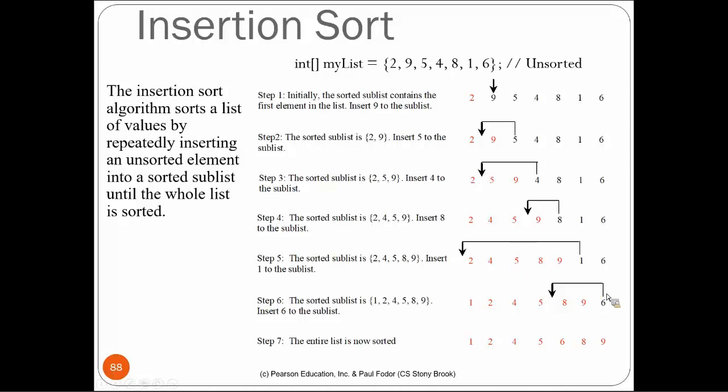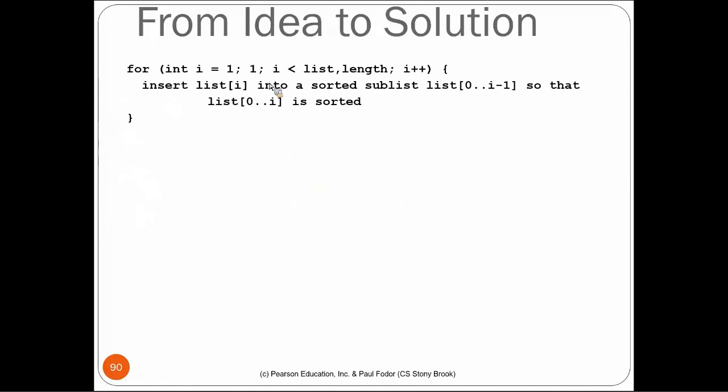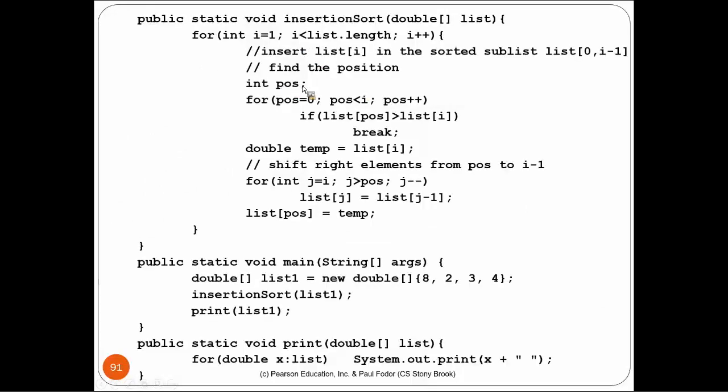So we have repeated this until we reach the end of the array, and now we have a sorted array of elements. So again, we can actually implement it by breaking this problem into smaller problems. The first problem is actually to find the position where we want to insert the element in sorted order. So we can actually do that as follows.